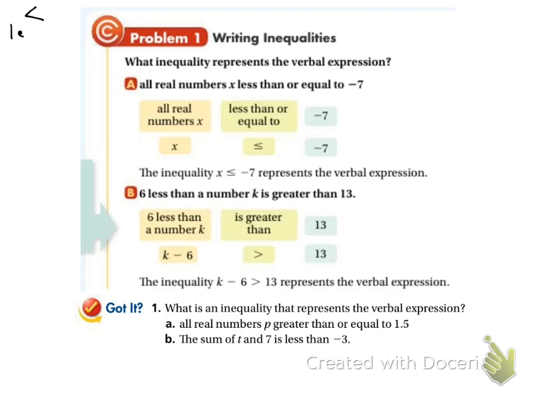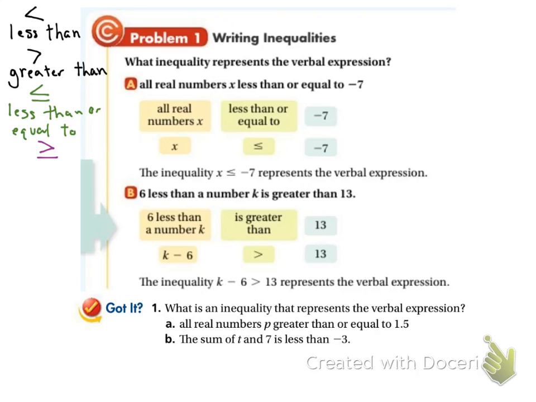This guy, in words, is less than, or if we say it out loud, that's less than. This one is greater than. If I put a line underneath, this is less than or equal to. And same goes for my other guy. If I put a line underneath, it becomes greater than or equal to.